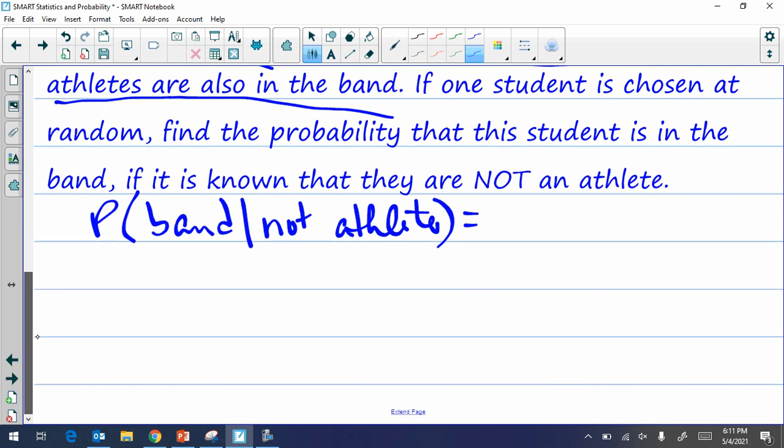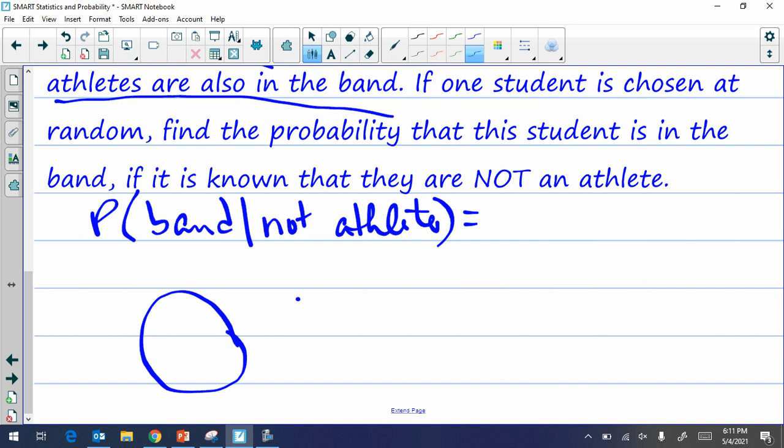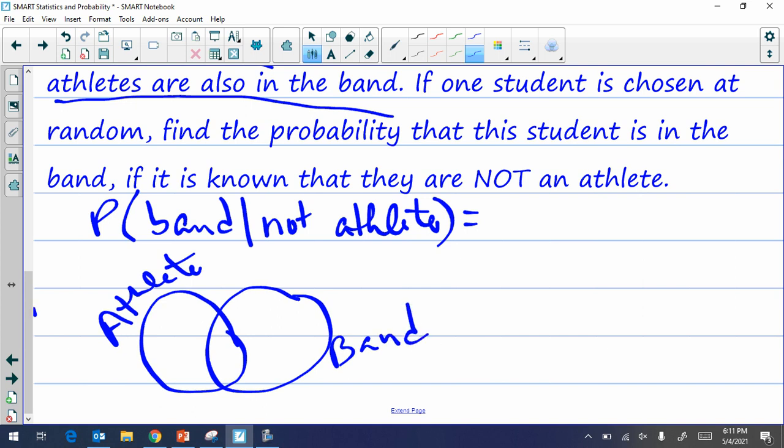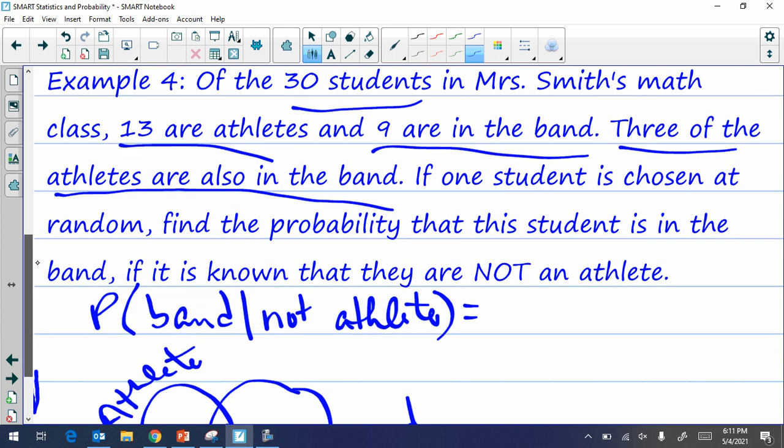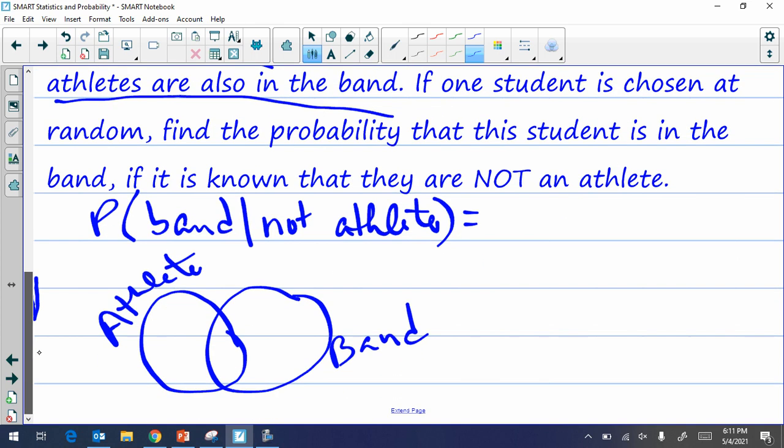Now, there's a lot of ways to go about doing this, but I do think that a Venn diagram is probably the easiest way. Here's athlete, here's band, and this is the key right here, guys. This both, so where it says 3 of the athletes are also in the band, that's where they overlap. And then there are 13 athletes, that's a total of 13. So this entire circle here needs to add to 13.